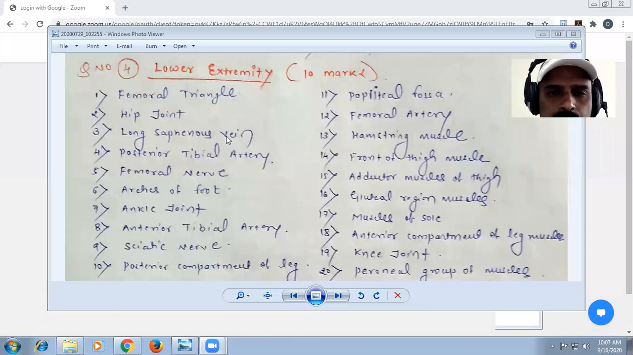So the long saphenous vein is commonly asked, not the short saphenous vein. Short saphenous vein is commonly asked for 5 marks, but long and great saphenous vein are the same. Long, or either we call it great saphenous. These are commonly asked, that you have to remember. Varicose vein: a dilated, lengthened, tortuous vein, and incompetence of the valves causes the varicose vein. That comes in the applied anatomy order.